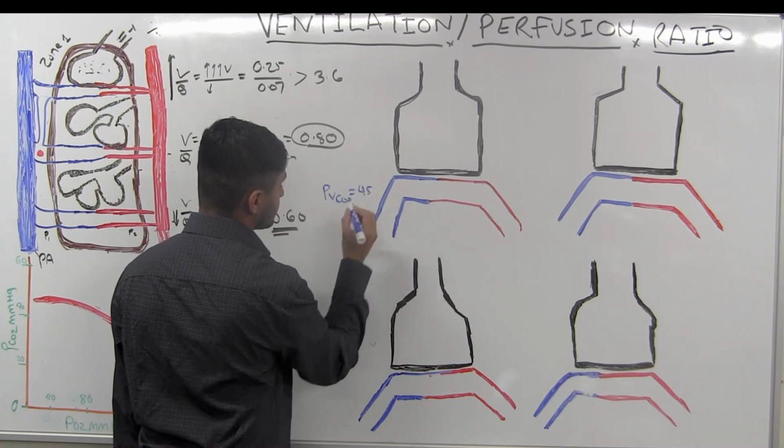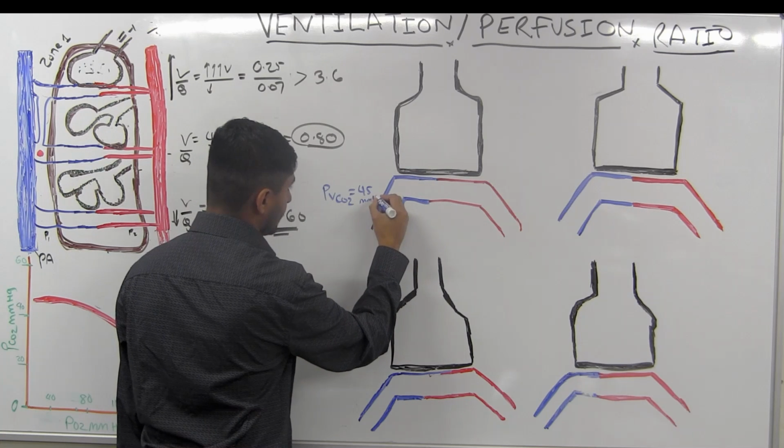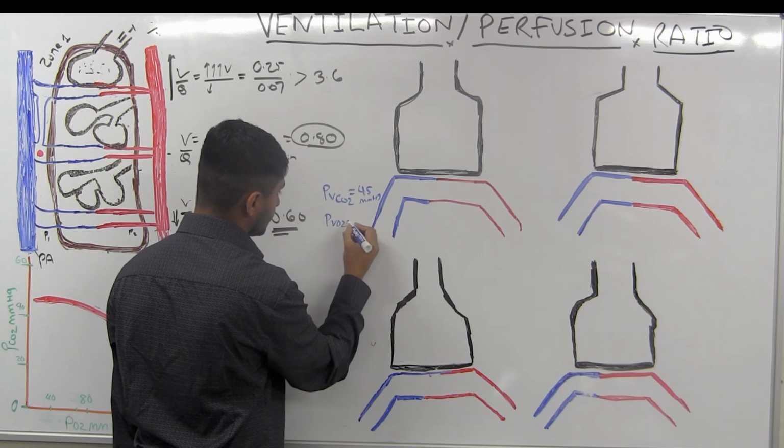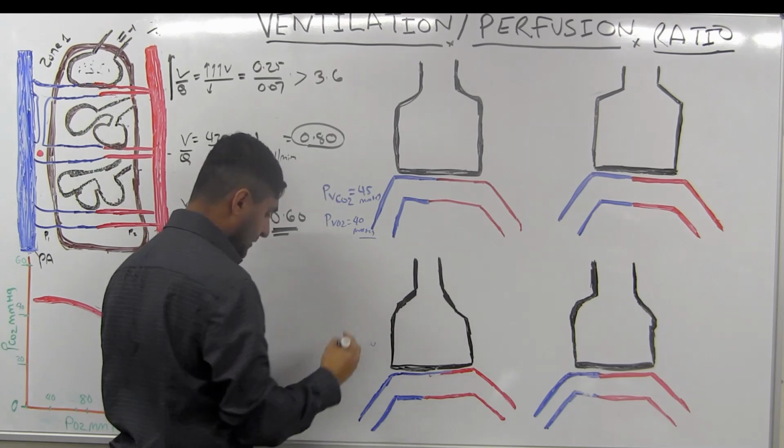About 45 millimeters of mercury, right? And you have to use the units. And then here, what is the pressure? That is going to be oxygen here. That's going to be what? About 40 millimeters of mercury, right? That is what is coming in here.